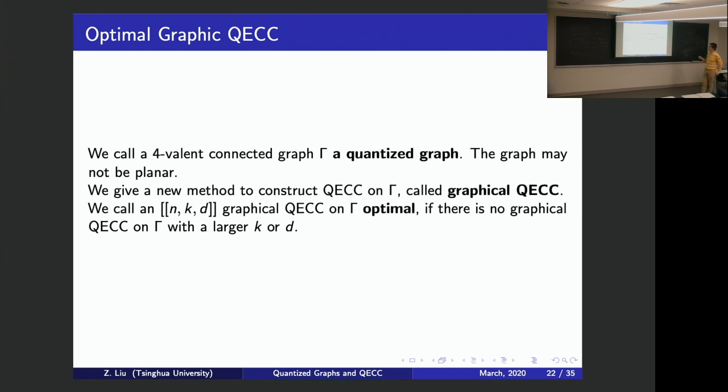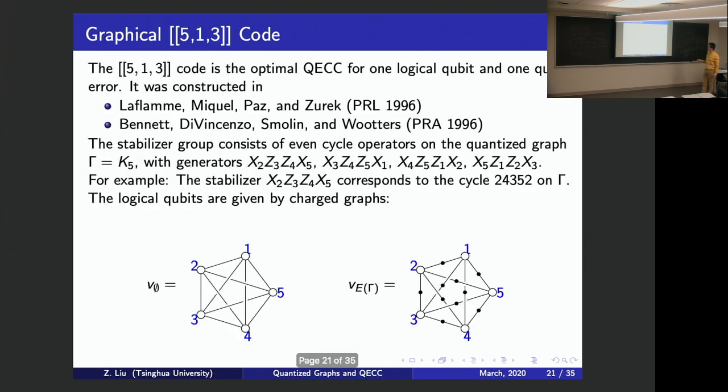In general, given such a four-valent graph, we can always construct the code like this. We consider stabilizers as certain cycles, and we consider the logical qubits as the charge graphs. And the stabilizer fixes the charge graph, that is, the number of charges on a cycle is even. Then all such properties are captured in a purely pictorial way, and there are many interesting dualities given by pictures.